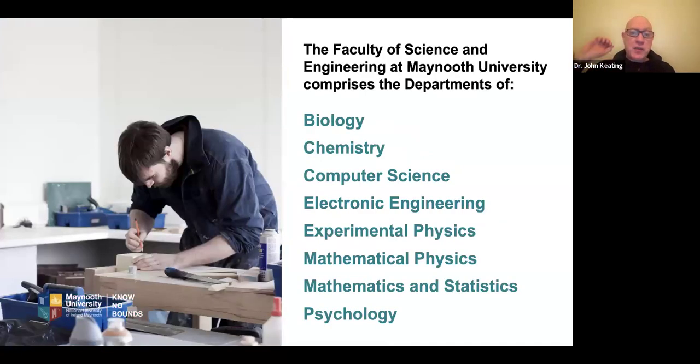Okay, so the Faculty of Science and Engineering at Maynooth has a few departments. We have a biology department, chemistry, computer science, electronic engineering, experimental physics, mathematics and statistics, and psychology. If you keep an eye on the university website, you'll see that we recently merged two departments, experimental physics and mathematical physics, so we now have a department of physics.